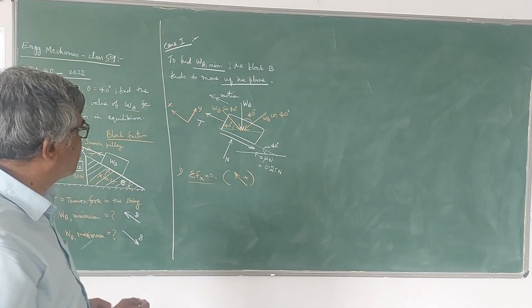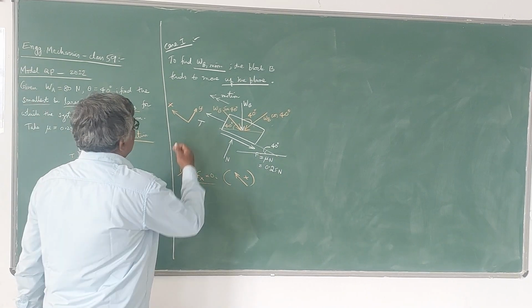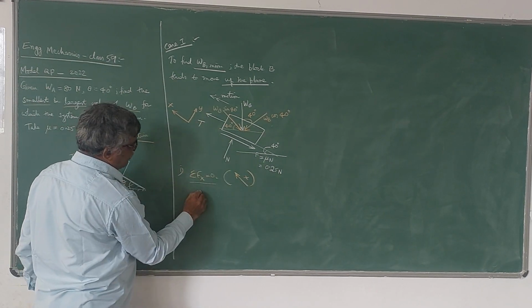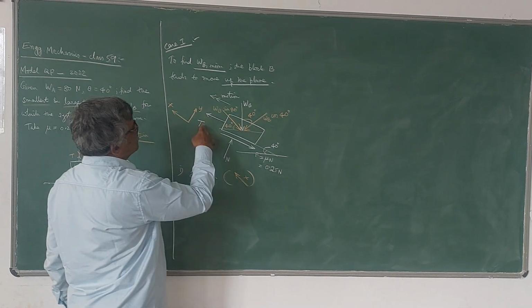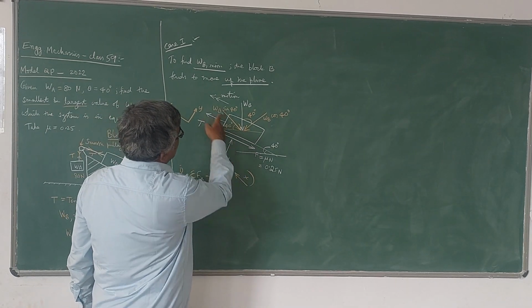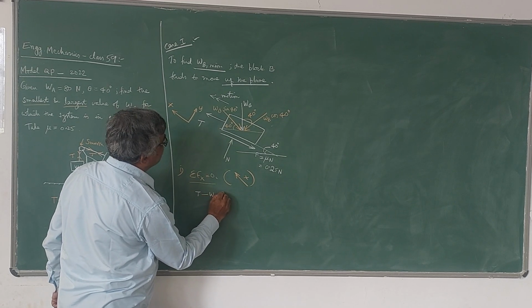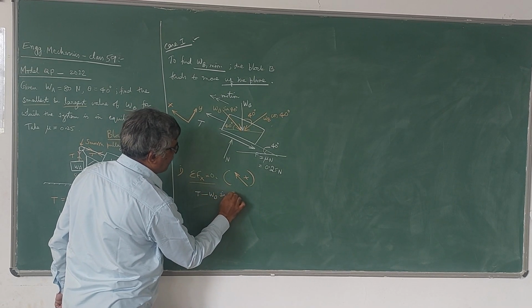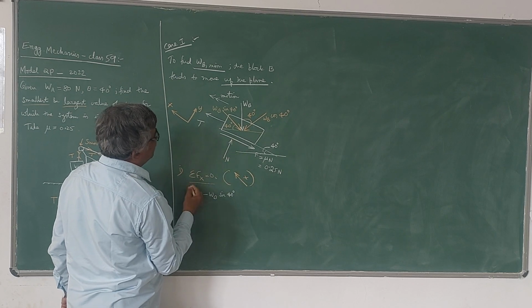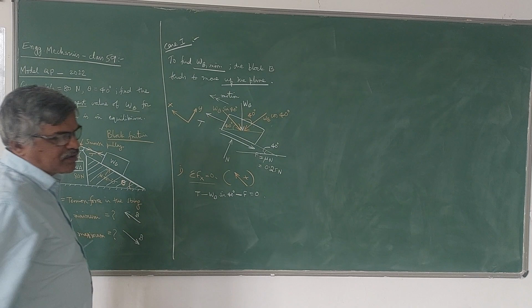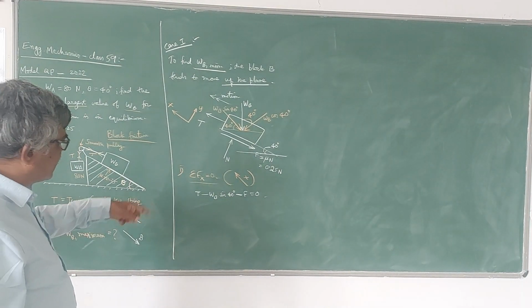Sigma of x equal to 0 means up the plane is positive, down the plane is negative. So T, the tension force, is positive in this plane. Then this one is negative. So minus WB sin 40 is negative, and this F is also negative. So minus F is equal to 0. These two are the forces acting in the x direction.